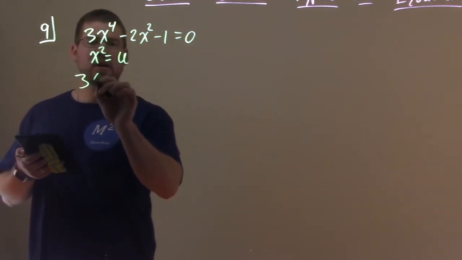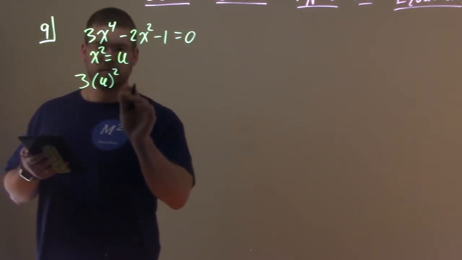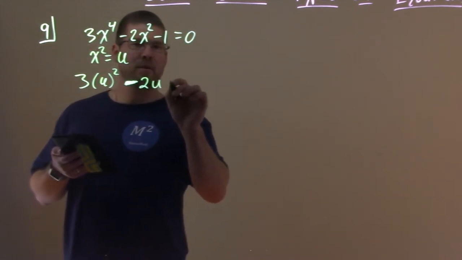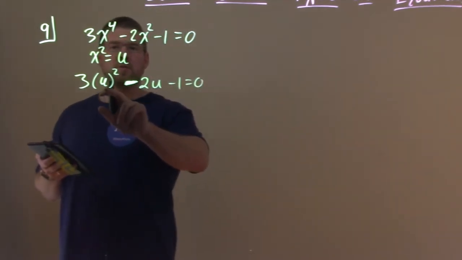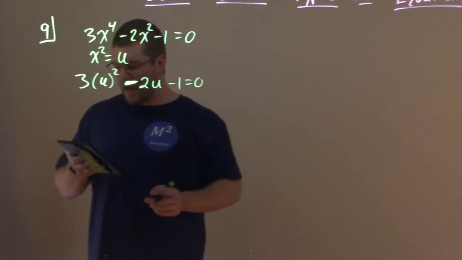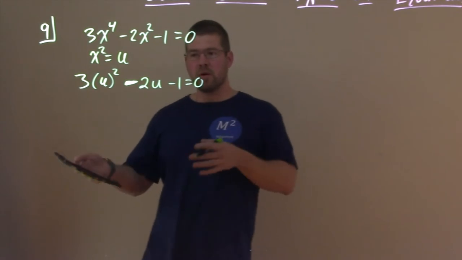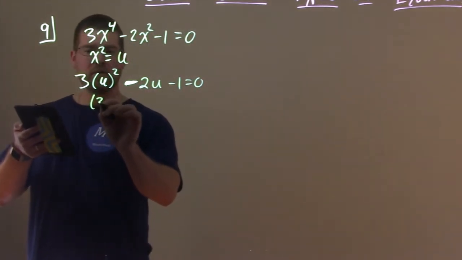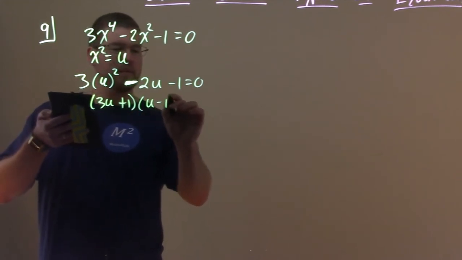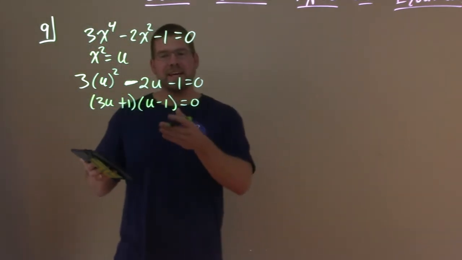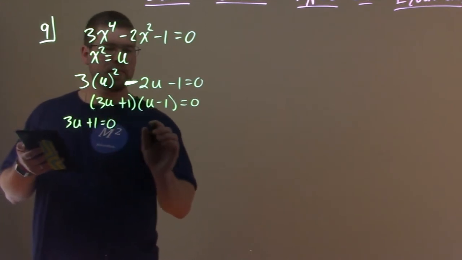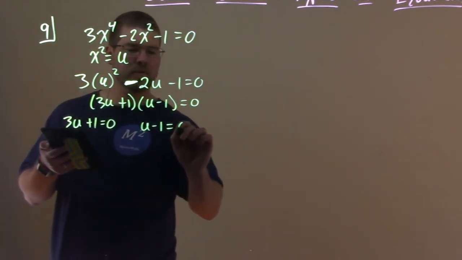So now we have 3u squared minus 2u minus 1 equals 0. So notice, u is equal to x squared. X squared squared is x to the fourth. U is equal to x squared here. And now this looks like something we've seen before, right? It's a quadratic. This factors to be 3u plus 1 times u minus 1 equals 0. And now we can set each part individually equal to 0. 3u plus 1 equals 0, and then u minus 1 equals 0.